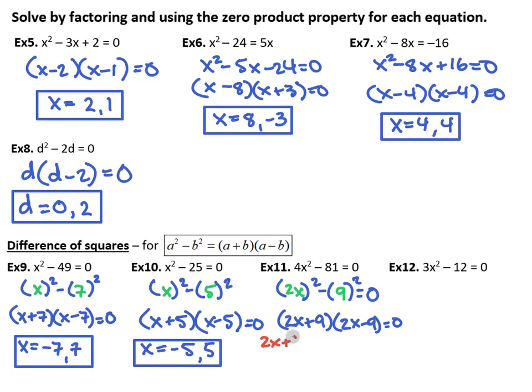So for instance, 2x plus 9 equals 0. You need to subtract 9 and then divide by 2. So we should end up with negative 9/2 as one of our solutions. And when you do that with minus 9, our other factor, and you add 9 to the other side and divide by 2, we should get positive 9/2. So our two solutions for 11 are negative 9/2 and positive 9/2.